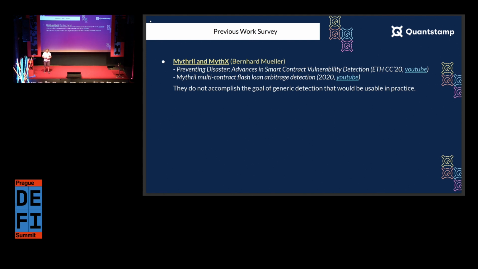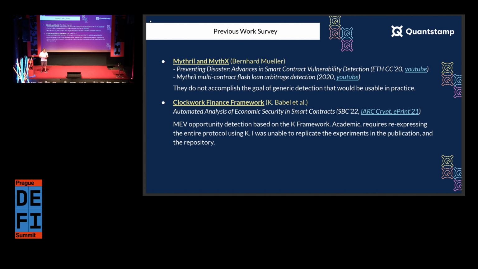Already in 2020, there were some attempts to use Mithril for detecting some MEV opportunities and some flash loan stuff. Unfortunately, all these use cases of Mithril were very elementary, very basic, and Mithril actually didn't perform very well on those. So it didn't fulfill the goal that I was looking for: a tool that could help us search for these in the wild.